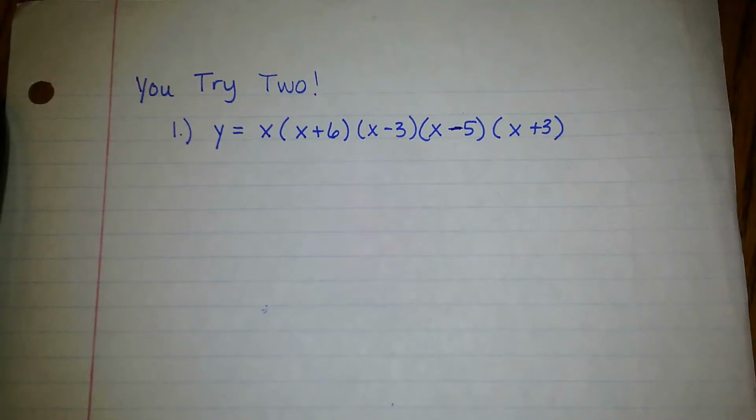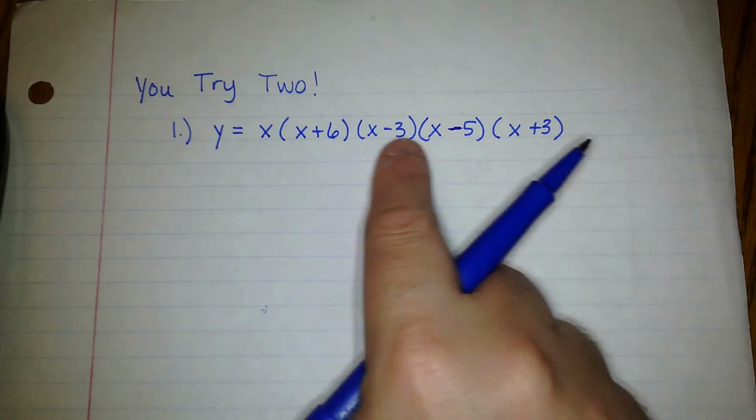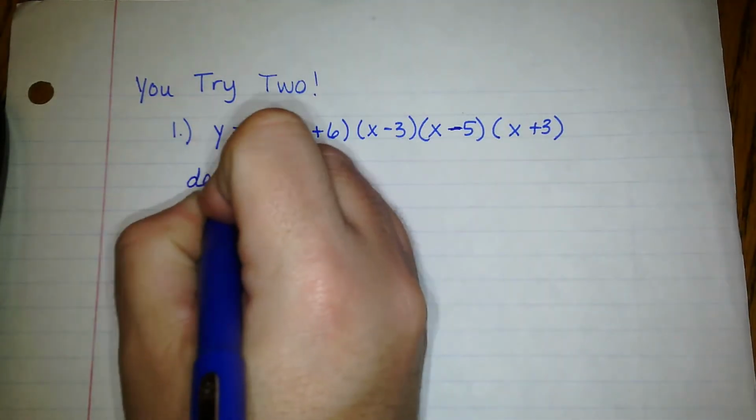Whoa, look at this one. So, okay, everything's factored. Is everything in the correct order? Yeah, that looks all good. All the x's are first. Let's count them and see what degree we have.